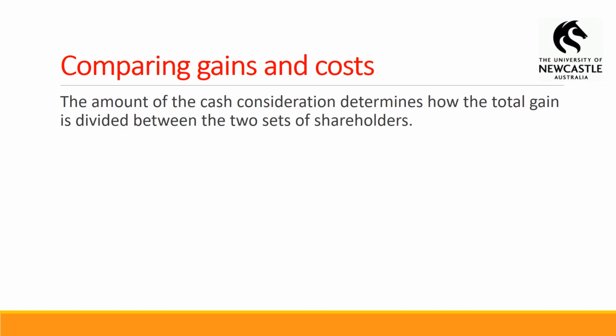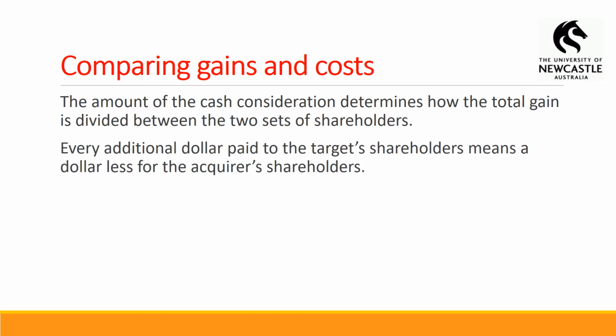As we mentioned before, in the payment equation, our payment or our cash is equal to gain plus VT. So the more we pay to the target shareholders, the less we retain as the acquiring shareholders. The amount of cash determines how the total value is divided between the two sets of shareholders. So the more we pay to the target shareholders, the less we retain as acquiring shareholders.